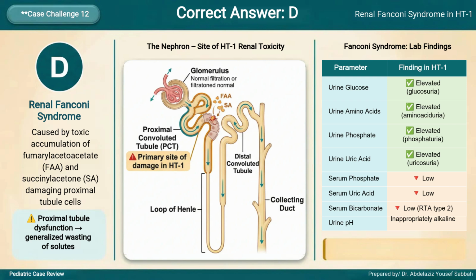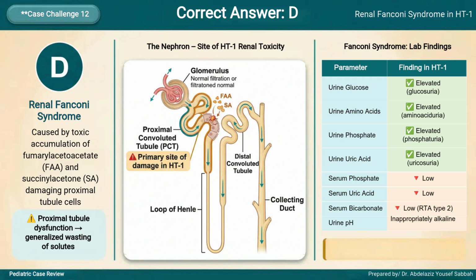Renal Fanconi syndrome. This is caused by toxic accumulation of fumarate acetoacetate and succinylacetone damaging the proximal convoluted tubule cells. The proximal tubule is the primary site of damage in Tyrosinemia type 1 kidney injury. Proximal tubule dysfunction leads to generalized wasting of solutes.